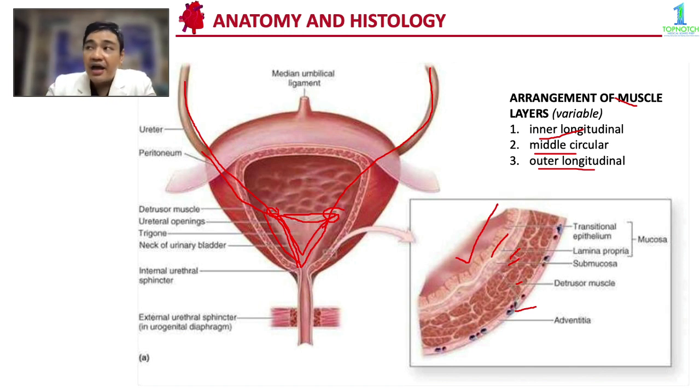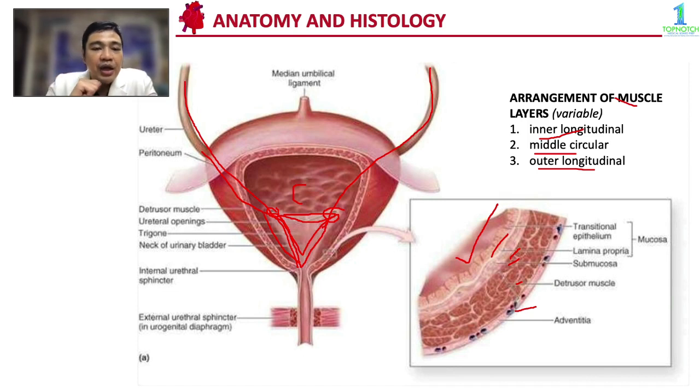Now, for example, you have a bladder stone, chronic yun. This urothelium now becomes chronically irritated. It becomes metaplastic to become squamous, di ba? Pag subject to abrasion, usually nagiging squamous yung layers ng epithelium natin, di ba? So, kaya ang bladder nagkakaroon din ng squamous cell carcinoma.